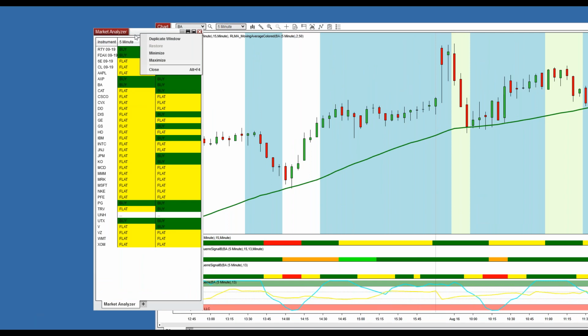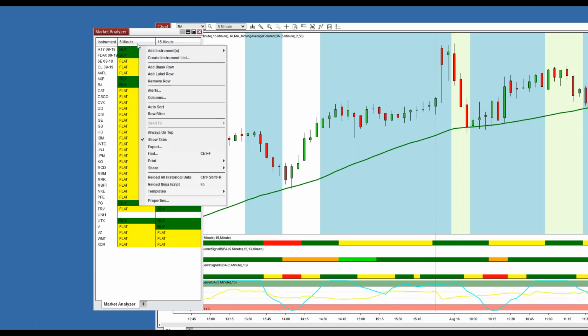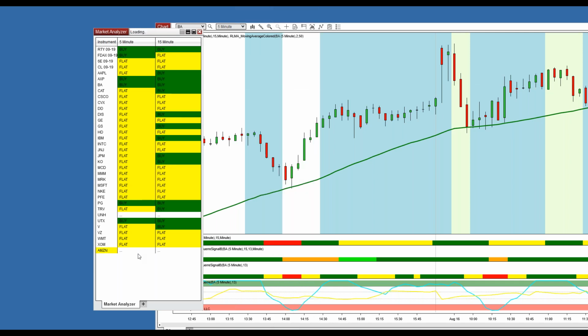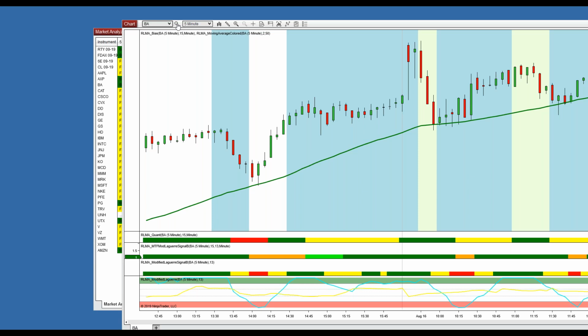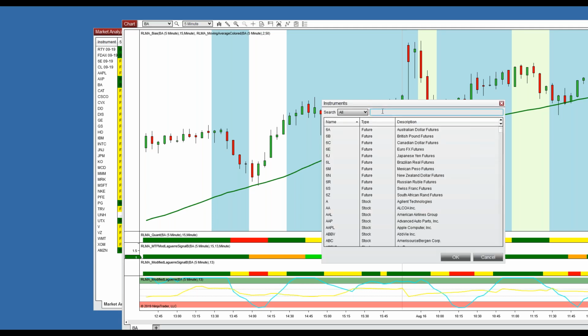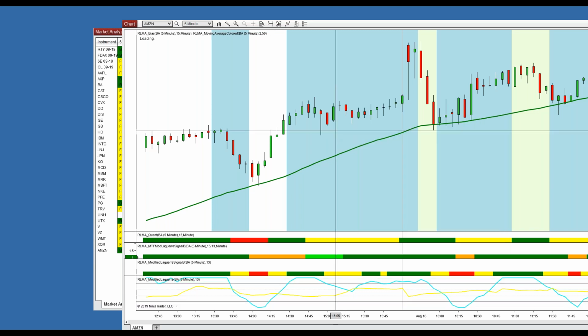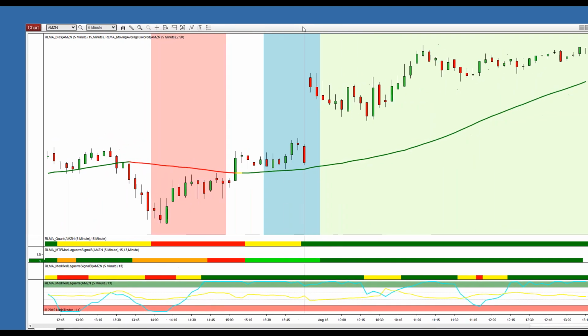Let's add an instrument. And let's add Amazon. So let's go to the NASDAQ 100 and find Amazon. And there's Amazon at the bottom. We'll have to give it a minute to load. Now it's flashing a buy. So let's put it in here. And there's Amazon.